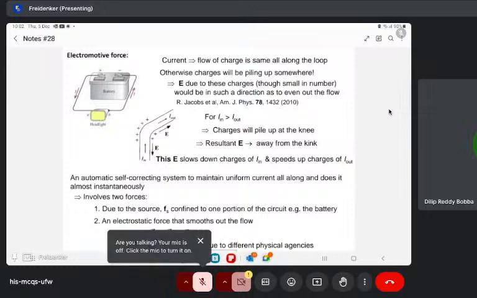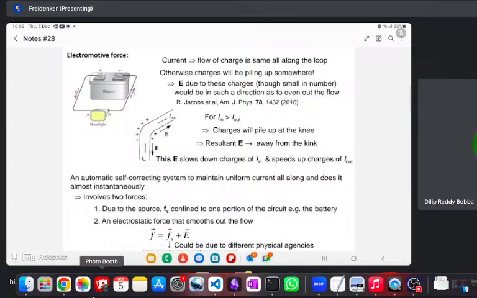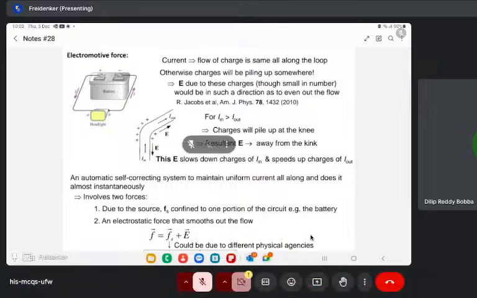Am I audible? I think I must be audible. It's the same configuration as yesterday, so I don't think there should be any problem. Fine.